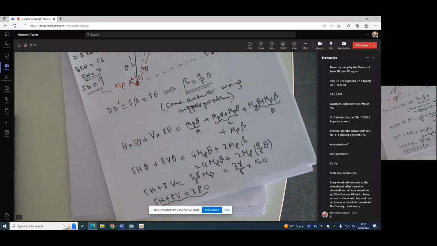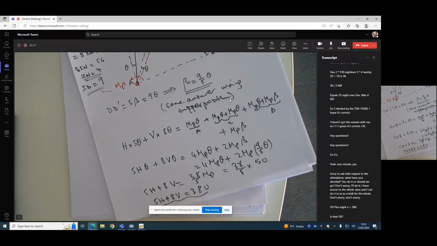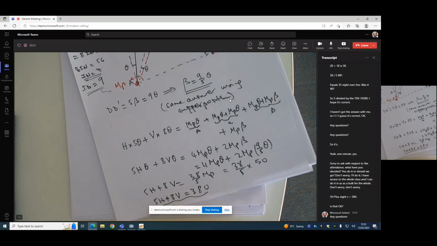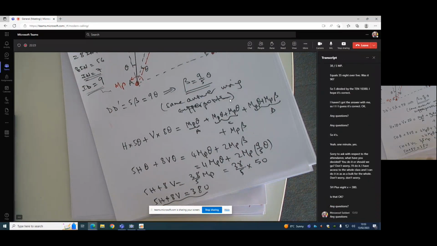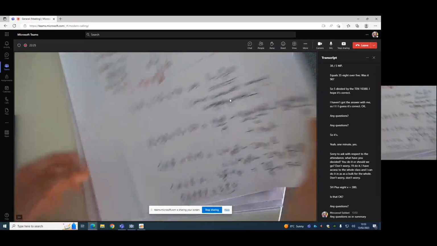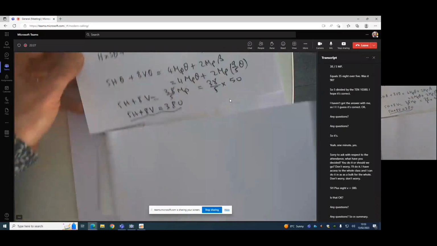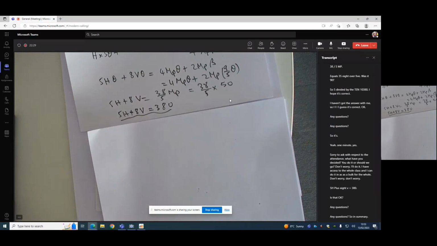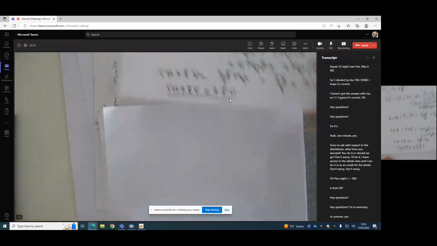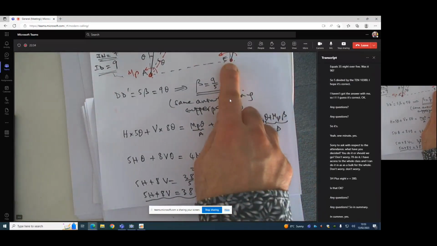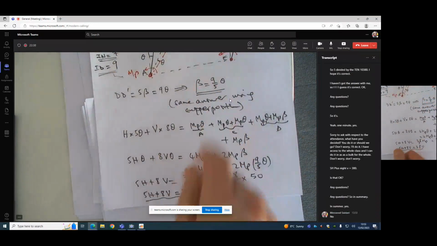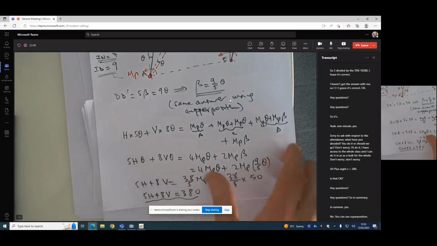5H plus 8V equals 380. Is that okay? Any questions? So, in summary, yes. No, you can use superposition. Yeah, that's fine.